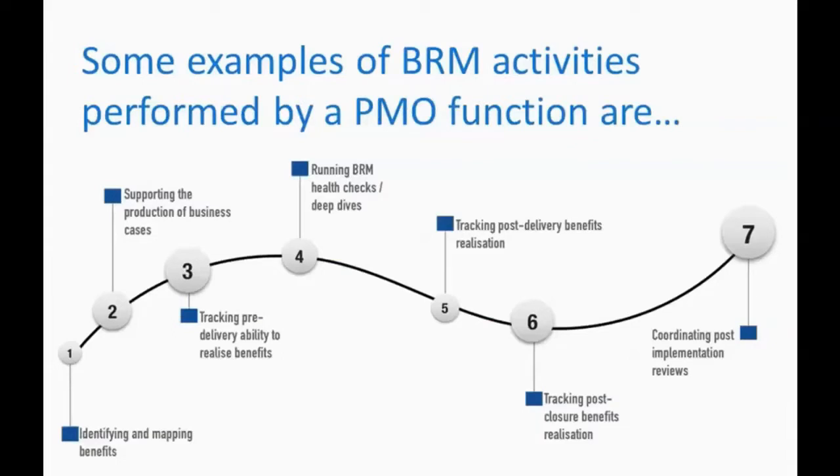Here, we list some of the most common examples from the literature, starting from the first, identifying and mapping benefits. Second, supporting the production of business cases. Third, tracking pre-delivery ability to realize benefits. Fourth, running BRM health checks and deep dives. Fifth, tracking post-delivery benefits realization. Sixth, tracking post-closure benefits realization. And the seventh, coordinating post-implementation reviews.